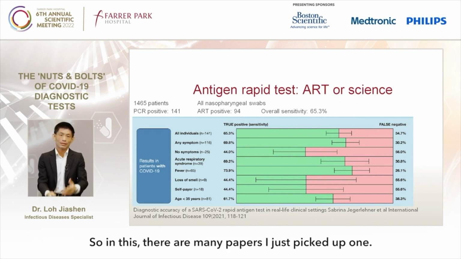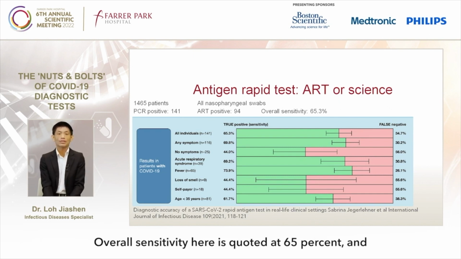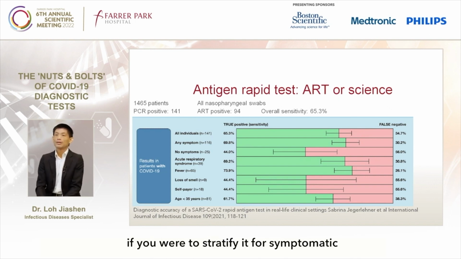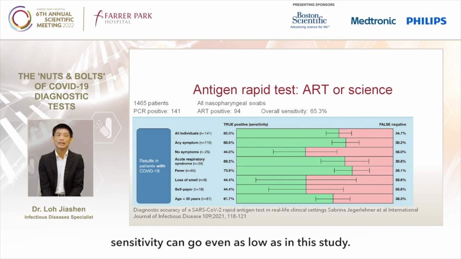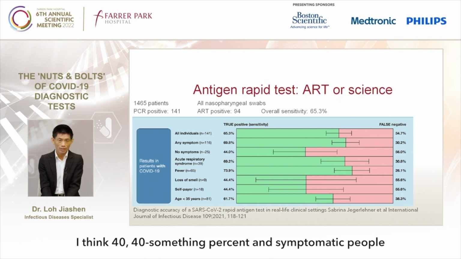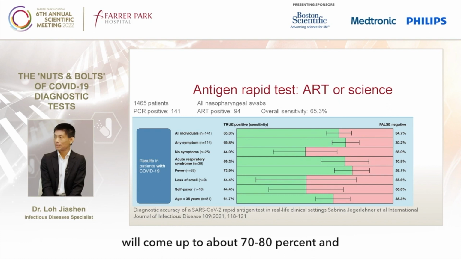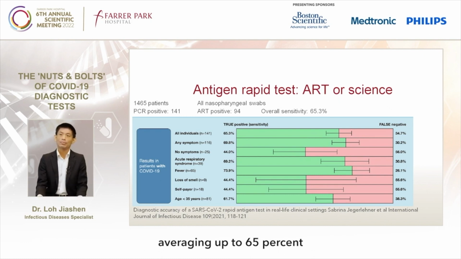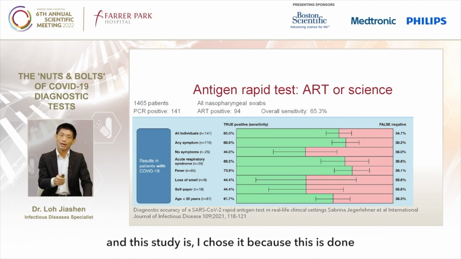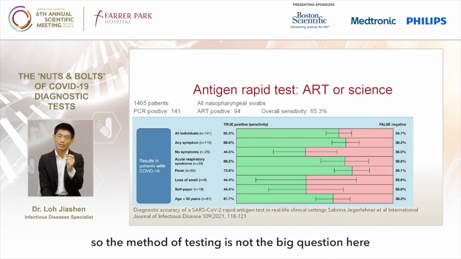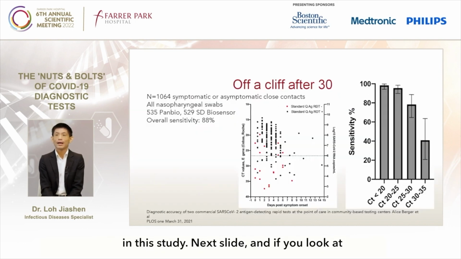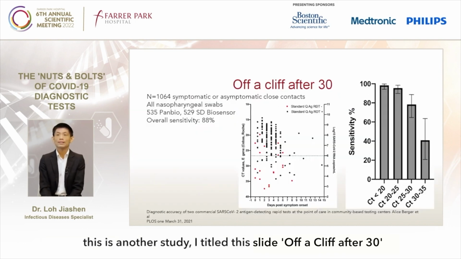All right? So there are many papers on this. I just picked one. The overall sensitivity here is quoted as 65%. If you stratify it for symptomatic and non-symptomatic, the sensitivity in non-symptomatic people can go as low as, in this study, I think 40-something percent, and the symptomatic people will come up to about 70-80%, averaging up to 65%. I chose this study because it is done on nasopharyngeal swab, so the method of testing is not to be questioned here. Next slide. And if you look at this, this is another study.